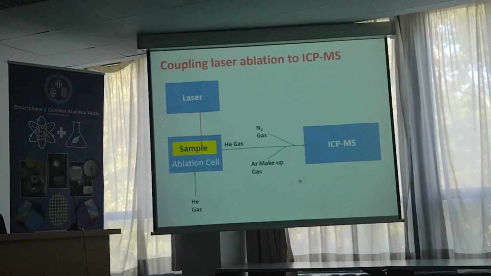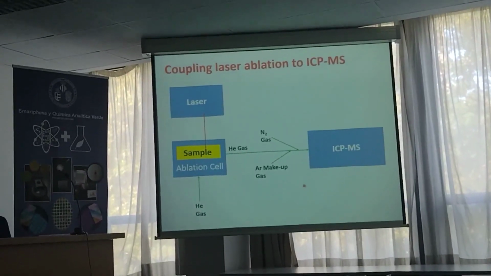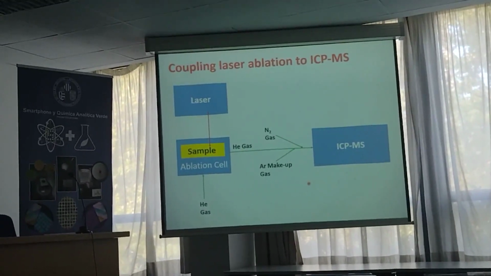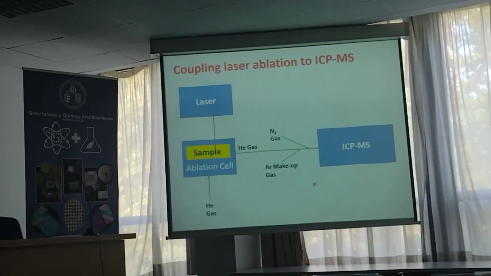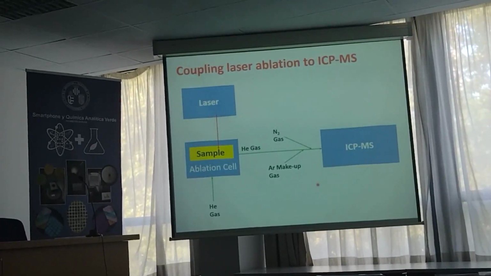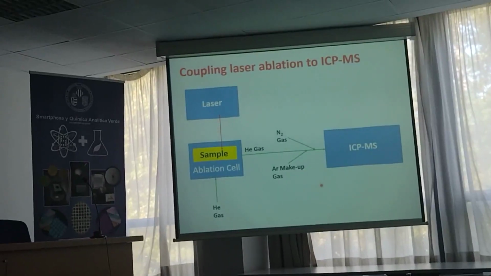So we use the laser to make the microsample of our material. So we want to analyze that, so we need to get that into the mass spectrometer. So how do we do this?